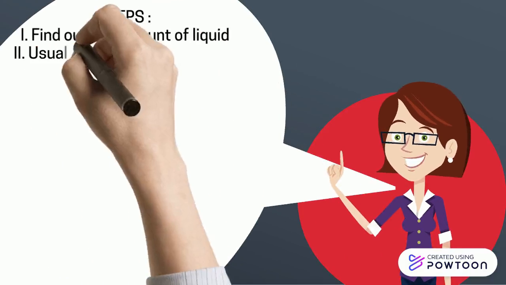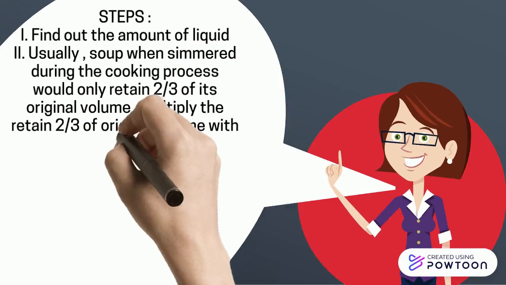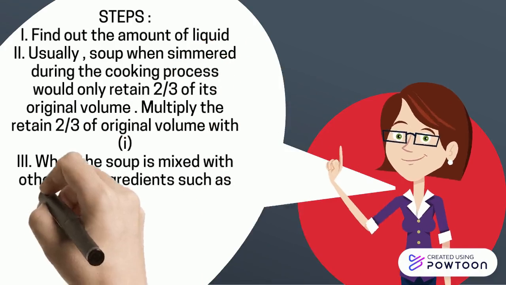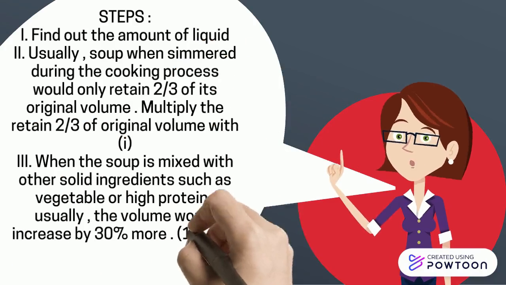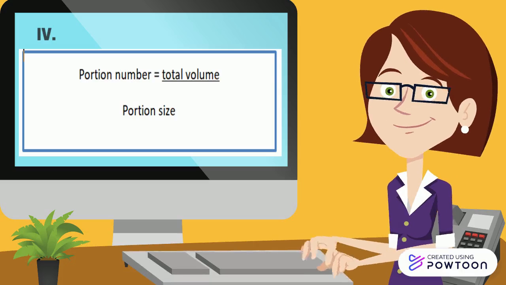Step 1. Find out. Step 2. Soup during the cooking process retains 2/3, and multiply. Step 3. Soup is mixed and increased by 30% more. Portion number equals total volume divided by portion size.